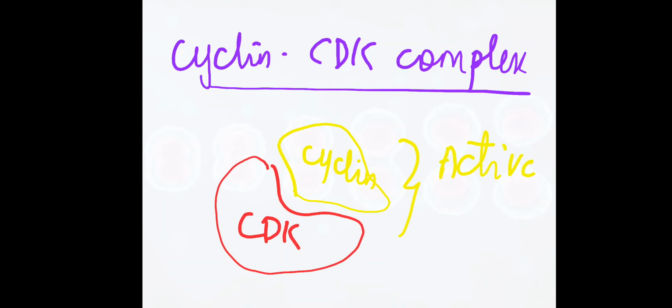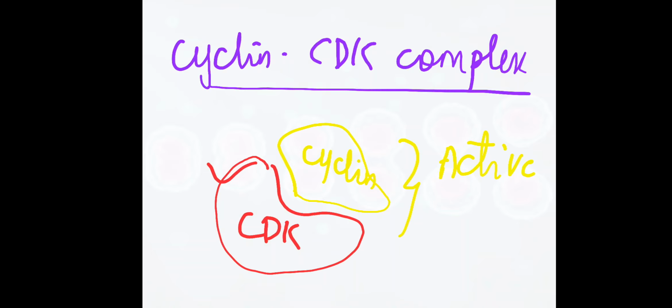So what is the function of this? This complex may inactivate or this complex may activate the cell cycle progression. Cyclins undergo a cycle of synthesis and degradation in each cycle. So the regulation is done by the cyclin CDK complex. CDK levels, by contrast, remain the same. The CDK levels remain constant during the entire cell cycle.